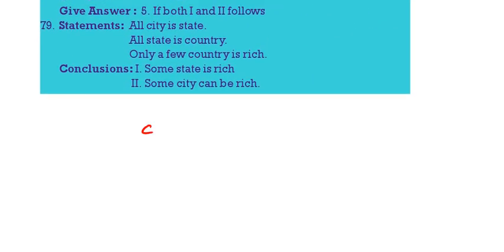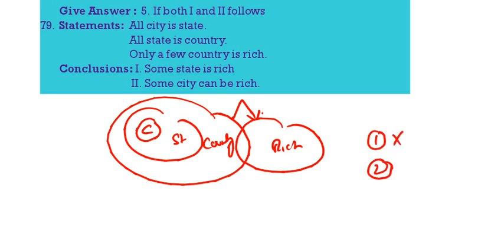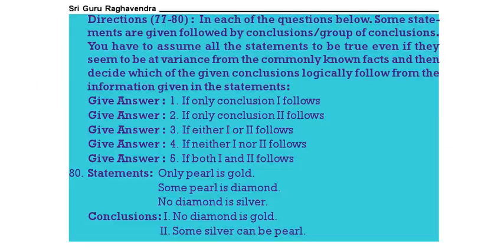All city is state. All state is country. Only few country is rich. Now some state are rich does not follow. Some state can be rich. This one definitely follows. Second one definitely follows. See 80th question.